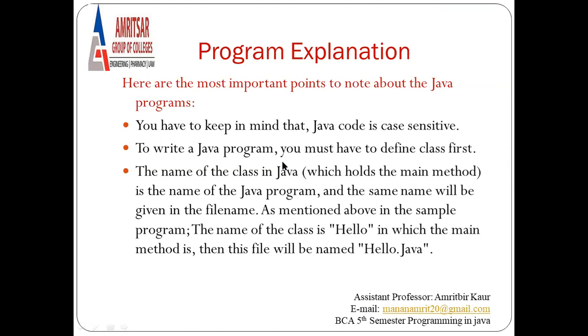Now note the main point. There can be a number of classes, but the class which contains the main method, the name of that class will be our Java program. The same name will be given to the file name, as mentioned above in the sample. Because our Hello class contains the main method, the file name will be Hello.java.